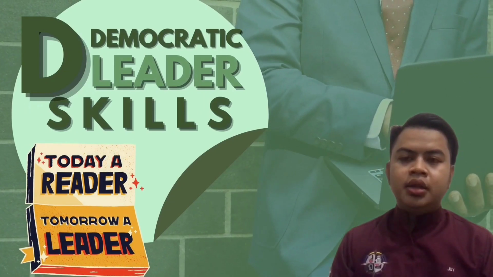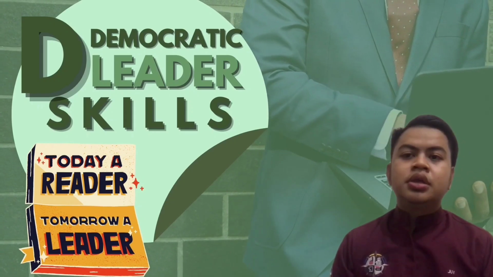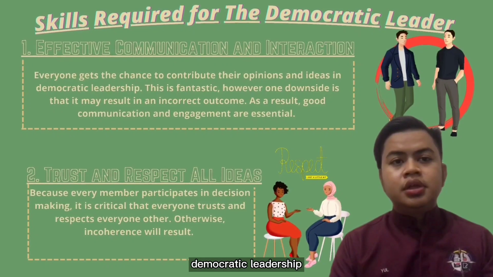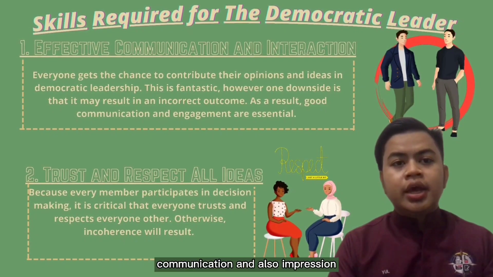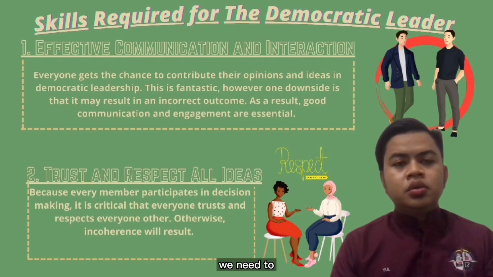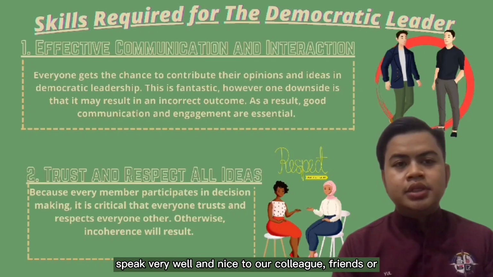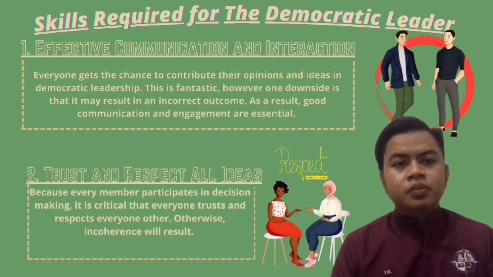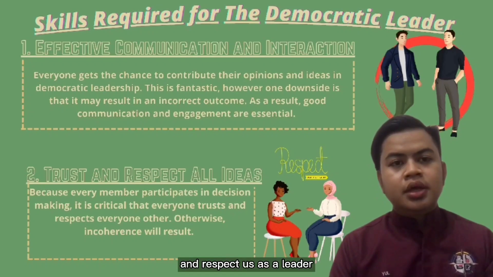So about this slide, I will tell you about what kind of skills that democratic leadership needs in their life. So the first skill that democratic leadership needs in their life is effective communication and also interaction, because as a leader we need to speak very well and nicely to our colleagues, friends or employees in the organization for them to feel more comfortable and respect us as a leader.